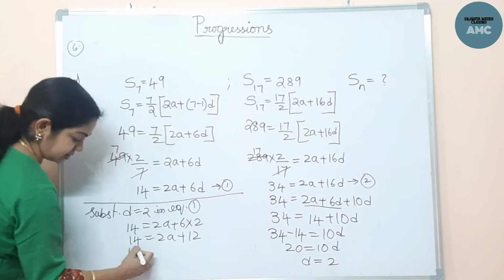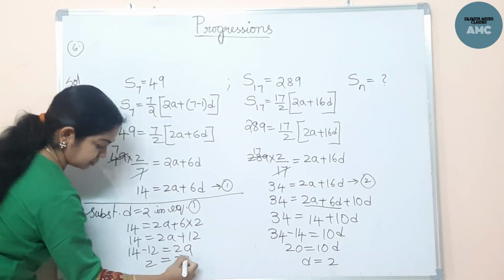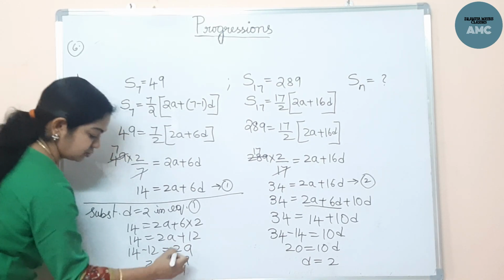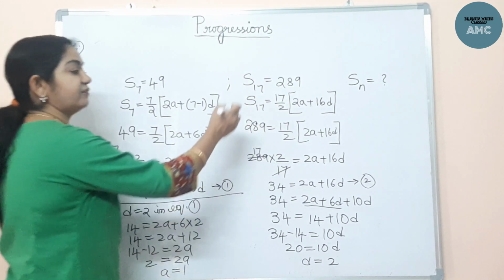12 you shift to the side, minus 12, equal to 2a. 2 is equal to 2a. A is equal to 1. 2 upon 2, 1. So a value, d value you know, and we will find Sn.